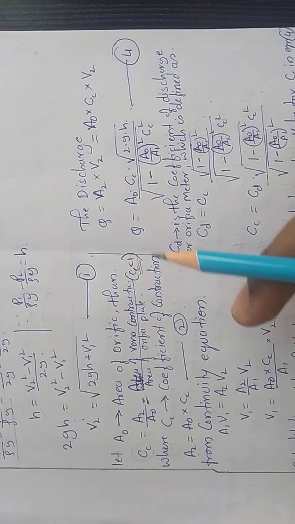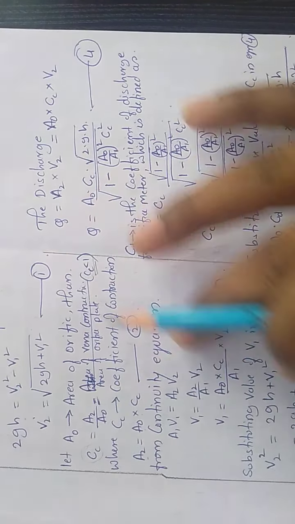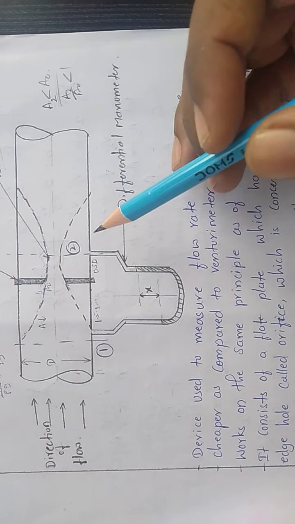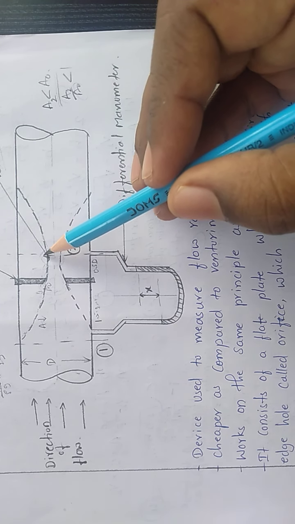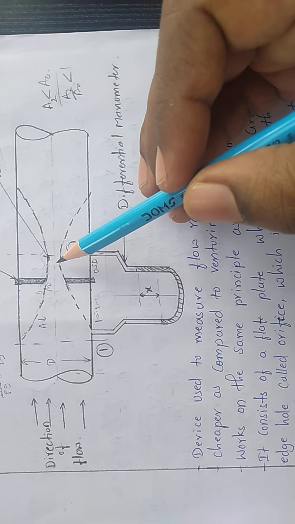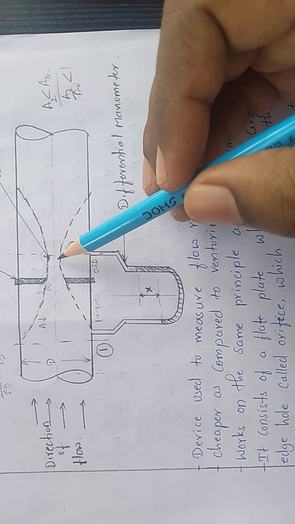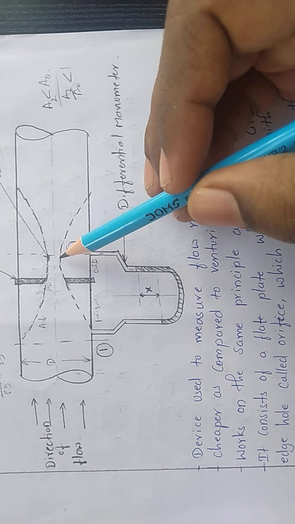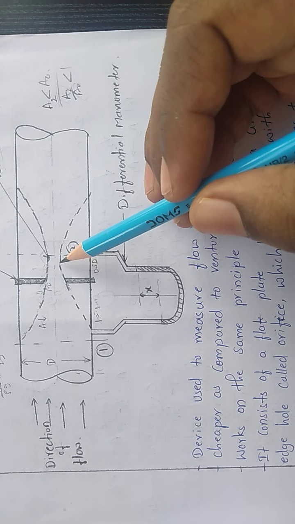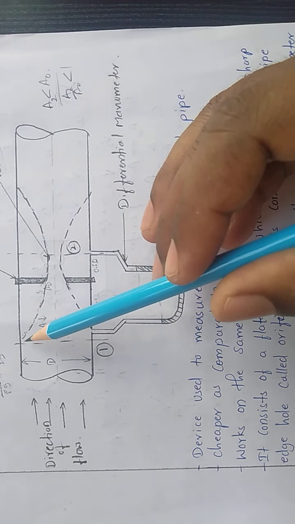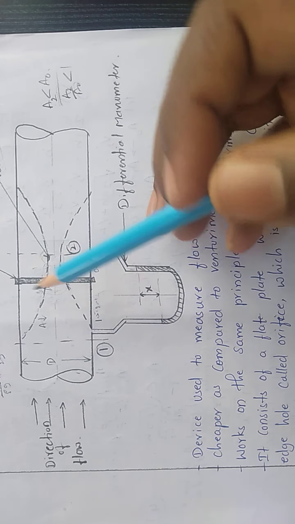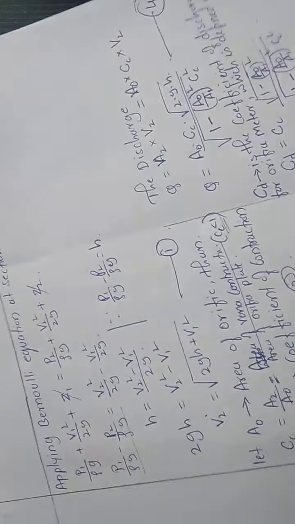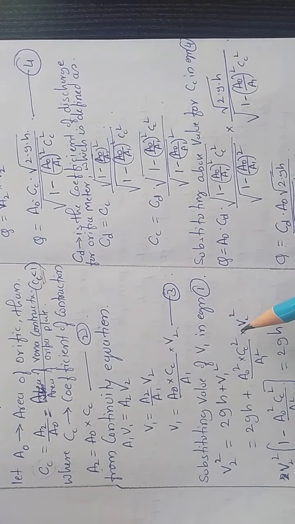So basically, in the final expression, it is difficult to measure the area of this vena contracta. So I would like to find the discharge expression for the orifice meter in such a way that it is in terms of the area of the pipe and the area of the orifice plate. To do that, we are doing all this derivation.